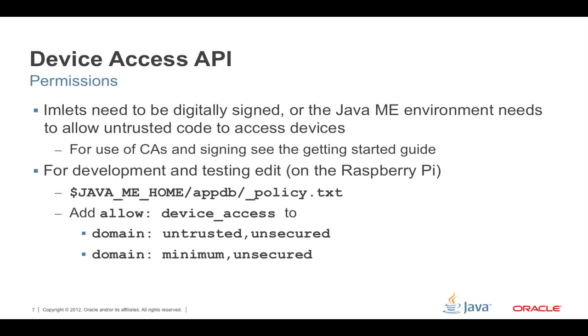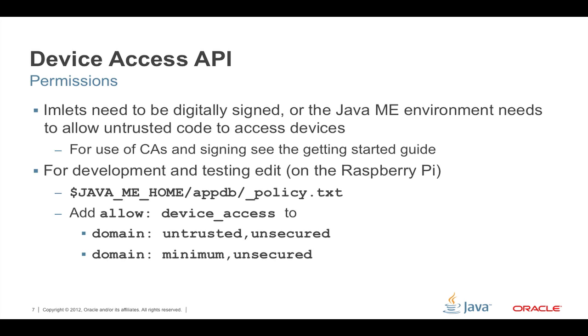To use the Device Access API, we need to ensure that the emulator that we're going to run has the right permission to access the underlying hardware and the relevant parts of the Java ME runtime. This can be done in one of two ways. The first, which is a little bit more complicated but also more flexible, is to have the emulator be digitally signed so that it's trusted and can be granted the relevant access to the things that we need. To do that, you need a certificate authority, you then need to sign the emulator itself, and there's instructions on how to do that in the Getting Started guide.